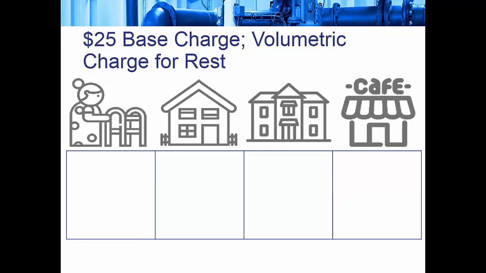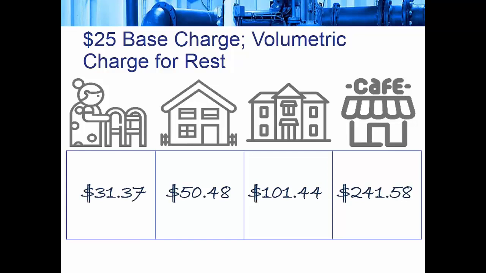And then finally, the last example, the $25 base charge and the volumetric charge for the rest. Our elderly customer will pay $31.37 a month for her 1,000 gallons. The typical family will pay about $50 for their 4,000. The larger home will pay about $100 a month for their 12,000, and the Main Street Cafe will pay about $240 for their 34,000 gallons.